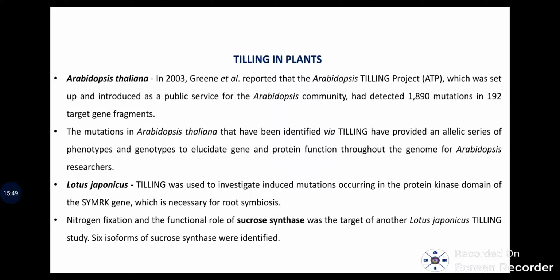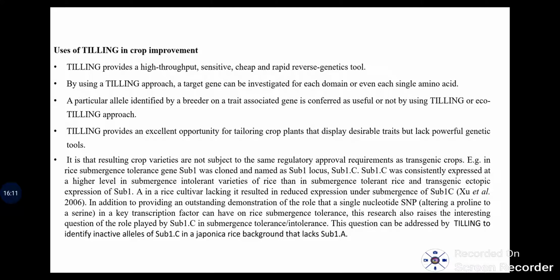TILLing was used in many plants. It is being used in different genera and species, including Arabidopsis, rice, and lotus, and even for particular traits like nitrogen fixation. The functional role of sucrose synthase was a target in lotus, and it was also used in different other crop plants.